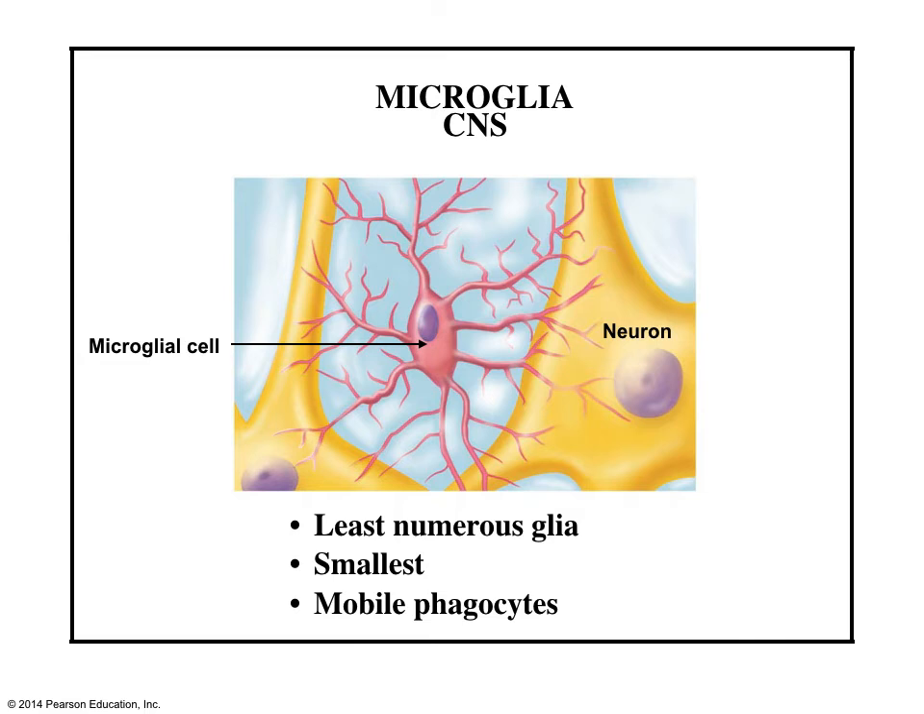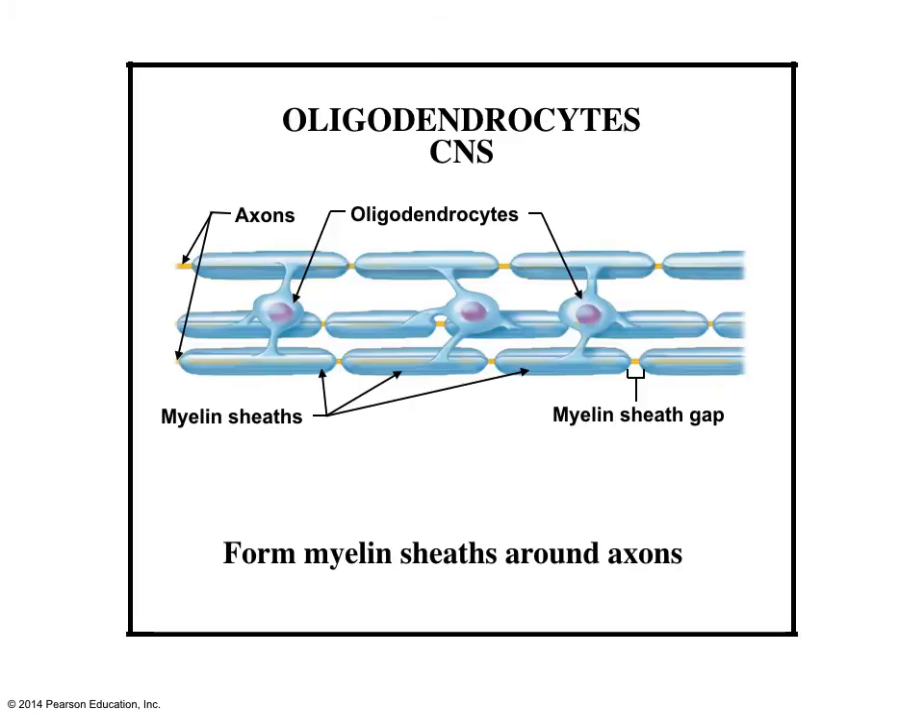Microglia are smaller. These are the least numerous glial cells in the CNS. These are small, mobile phagocytic cells, the cleanup crew. Oligodendrocytes myelinate axons or fibers in the CNS. Typically, one oligodendrocyte will myelinate several axons. Axon would be also called a fiber.